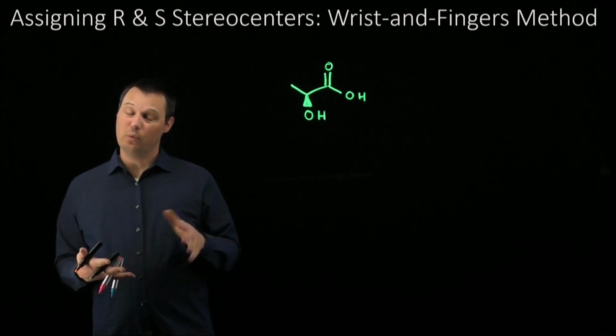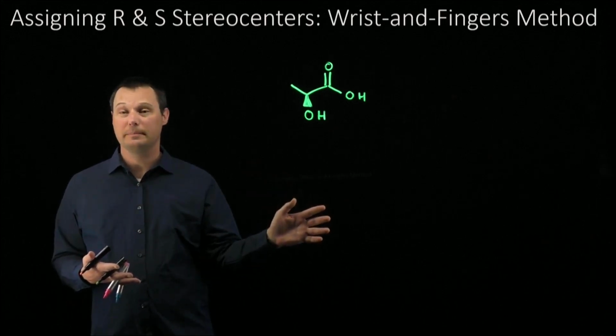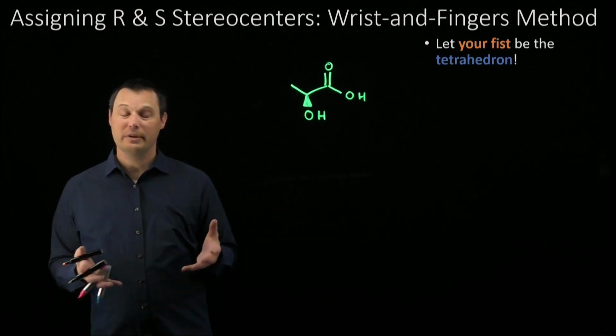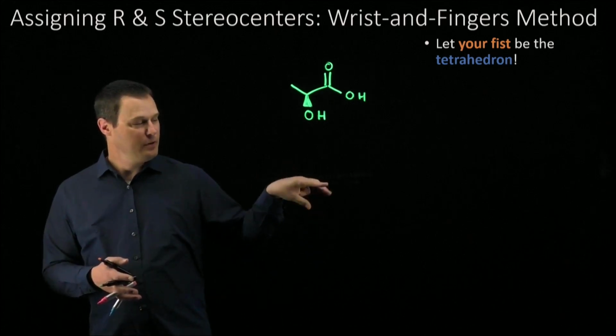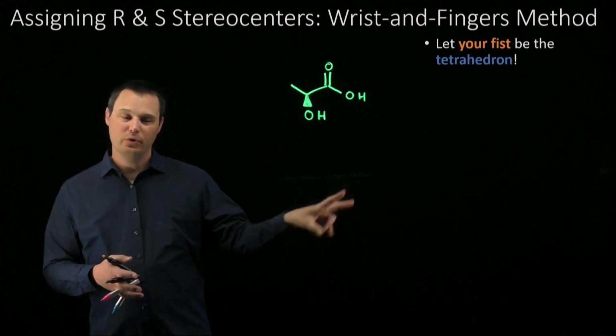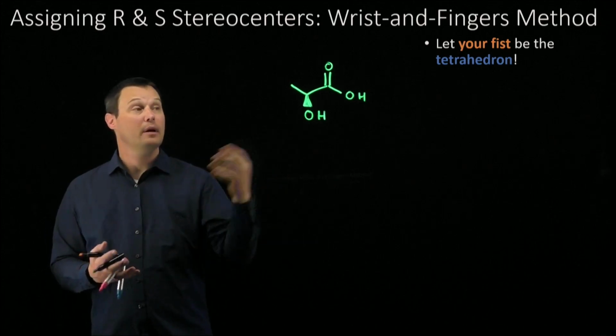But if you want a method where you don't draw anything on paper, the wrist and fingers method may be for you. We're going to use our fist as the tetrahedral carbon, and use that to make a 3-dimensional model of the molecule, so you can assign R and S no matter how the molecule is oriented.